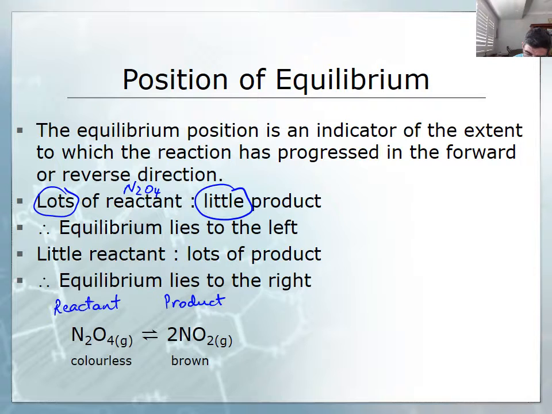So in the first case, if we have lots of N2O4 and little of the NO2, then the equilibrium lies to the left. That is, we have a lot of the reactant. If there is little reactant and a lot of the product, so in the one down the bottom, that means we have a lot of NO2, and therefore the equilibrium lies to the right. So the rates of reactions are equal, but at that point where the rates of the reactions are equal, there is more product than there is reactant for an equilibrium which lies to the right.